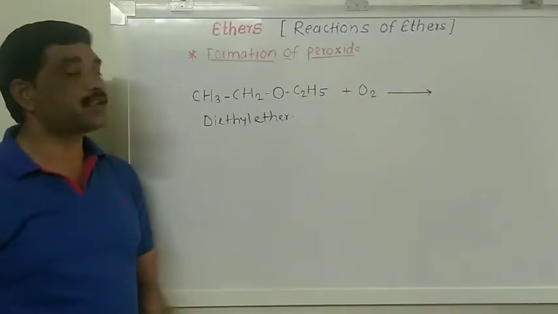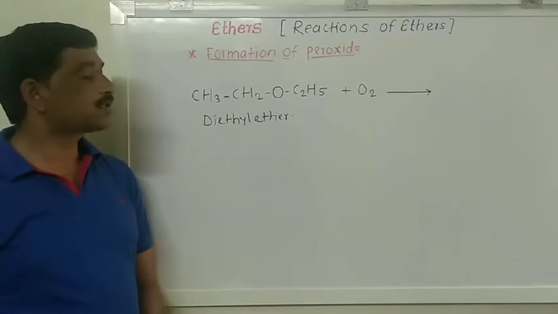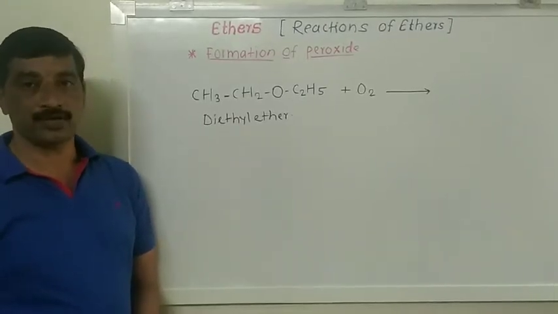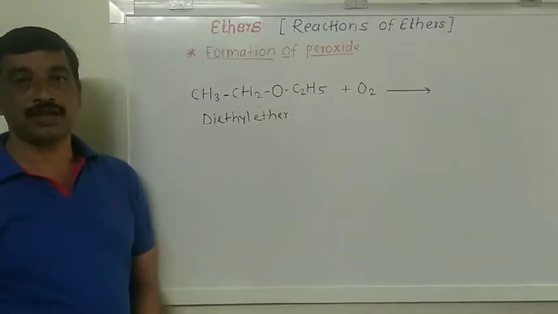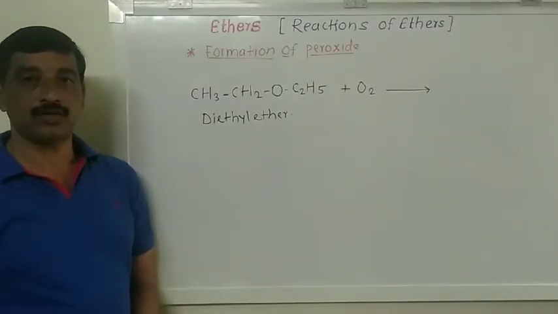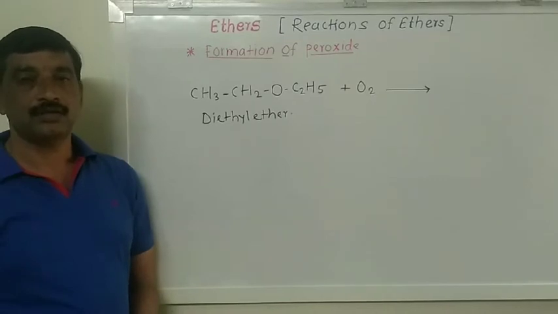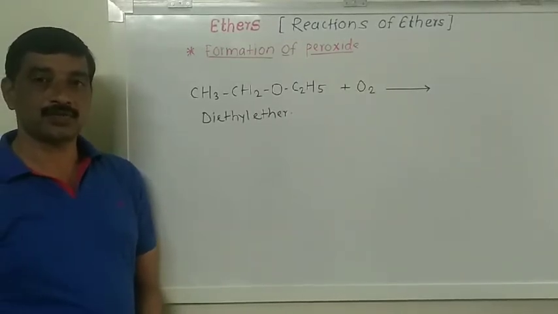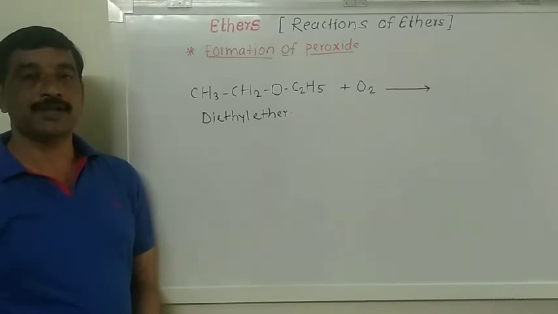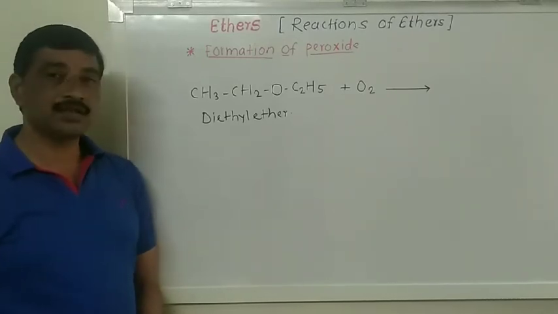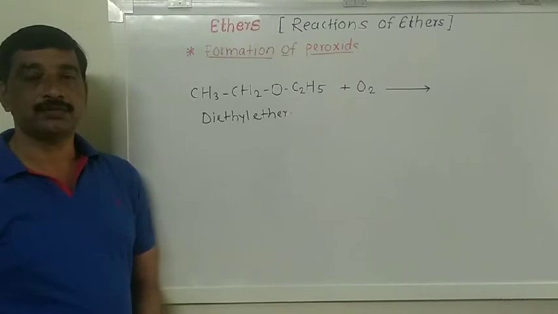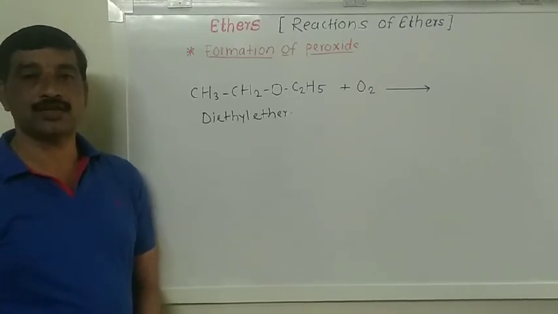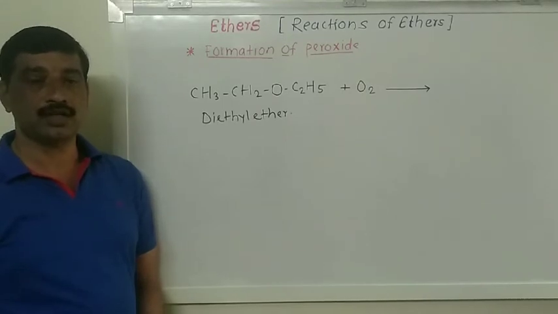Chemical reactions of ethers. The first chemical reaction we are going to study is the formation of peroxide. When ethers are reacted with atmospheric oxygen, the reaction takes place to form the peroxide of the corresponding ether. In this chemical reaction, the oxygen molecule is added to the alkyl group. So this is a chemical reaction of ethers involving the alkyl group.